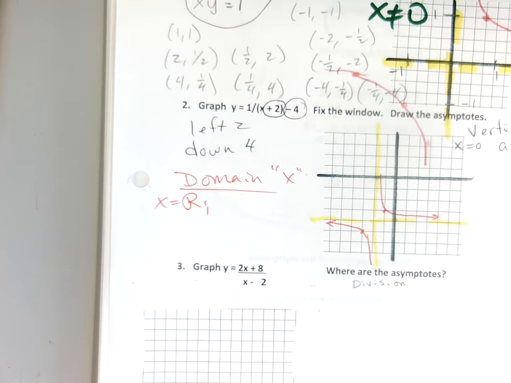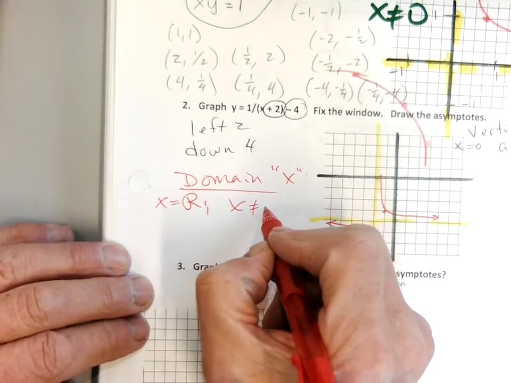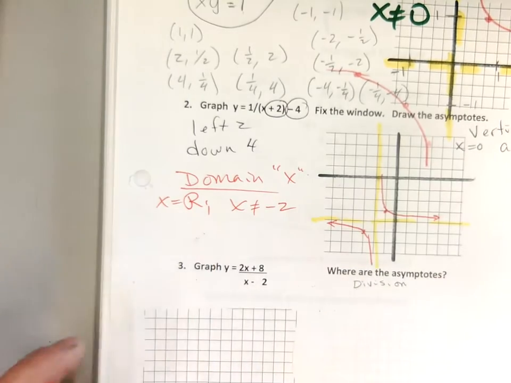Except one thing, x cannot be what? Where's your asymptote? Opposite. Sorry. So what number right here creates this? The plus 2. Negative 2. If x is negative 2, what's negative 2 plus 2? 0. Can you divide by 0? No. So x can be everything except negative 2. Right. So we'll say this: x can be anything, but not negative 2, okay?